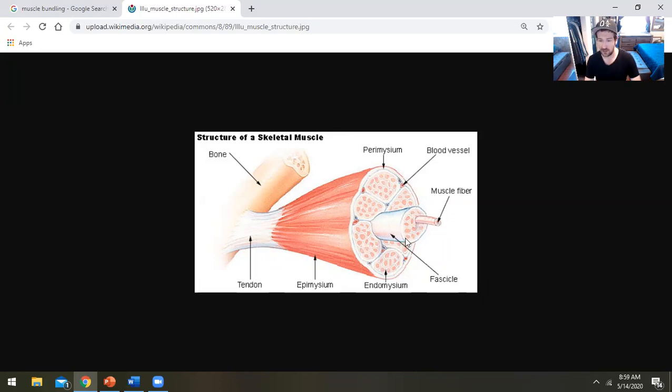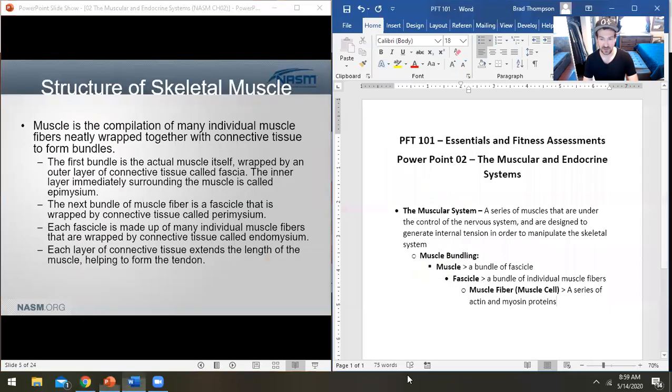In a fascicle, that's your middle layer. That is around the outside of all of the muscle fibers. That's what's holding those together. That layer is going to be called your perimysium. It's around the perimeter of your fascicle, so a fascicle is held together with your perimysium.